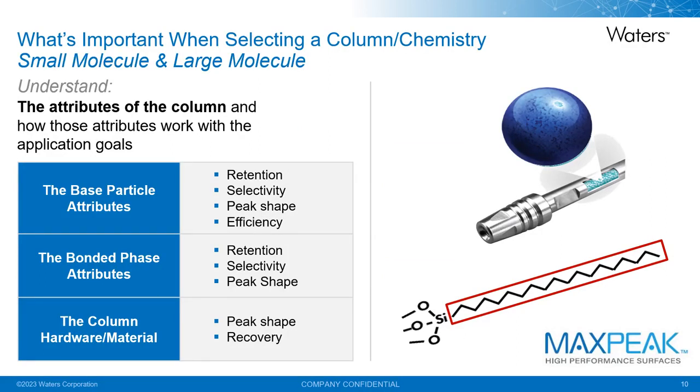So what's important when selecting a column? For both small and large molecules, the keys to any LC column can really be narrowed down to three basic things: the base particle, the bonded phase, and the hardware. The base particle itself can contribute retention, selectivity, peak shape, and efficiency. The bonded phase contributes retention, selectivity, and peak shape, while the column itself, the hardware, and the material of the hardware contributes to the peak shape and the recovery. And we'll explore each one of these in more detail.